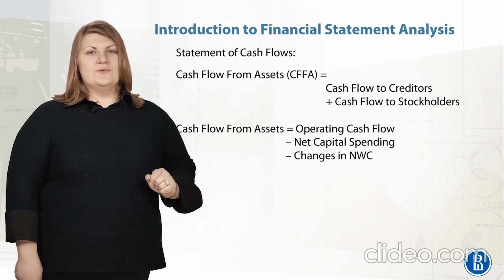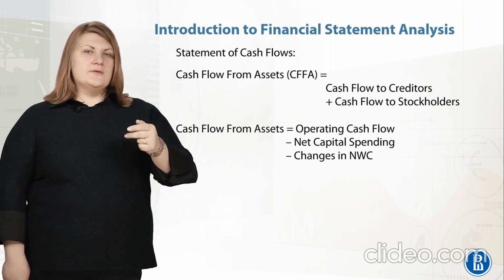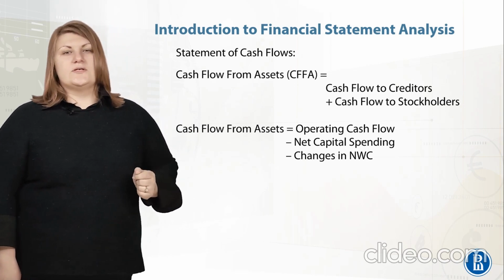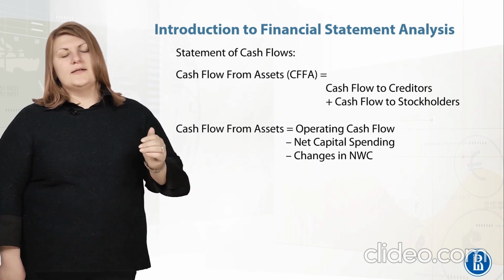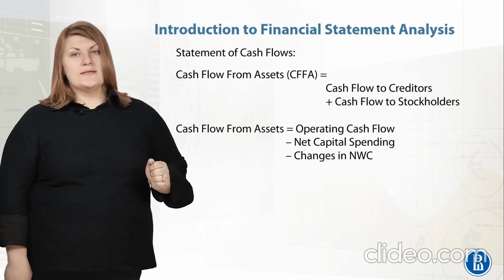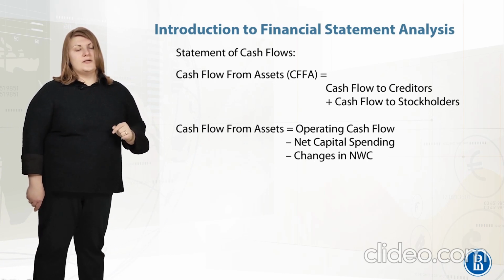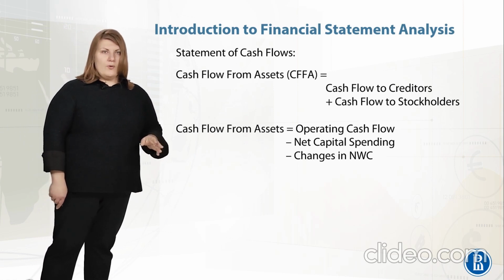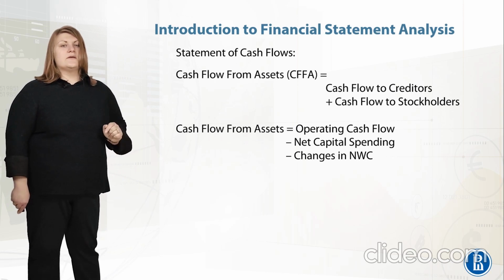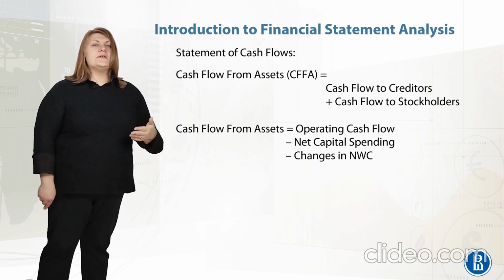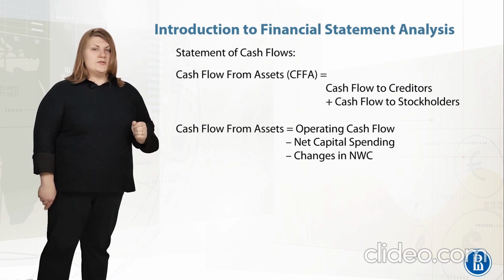In the statement of cash flows, we can represent the equation of the cash flow from assets in two versions. The first equation shows us how the cash flows from the firm and how it is divided among the investors who financed the assets. As you see here, CFFA equals the cash flow to creditors plus the cash flow to stockholders. The second equation in the cash flow represents how the company receives cash from its assets. And this is a very important equation to remember.